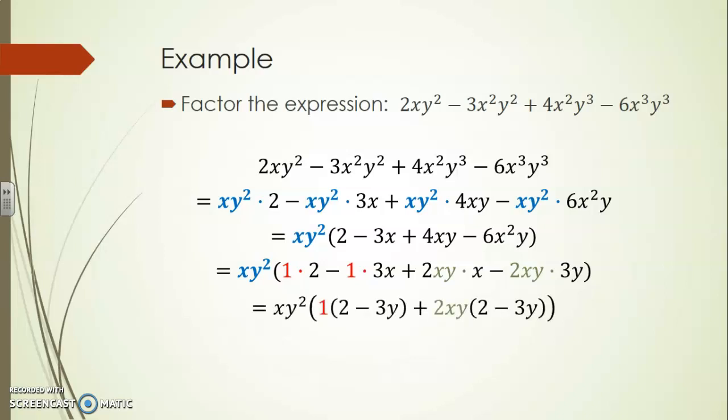Doing simple factoring on each individual pair, here's again where the magic has occurred. We have a 2 minus 3y that has shown up as a common factor. And we can therefore extract it, leaving the 1 and the 2xy from the individual terms we used to have.